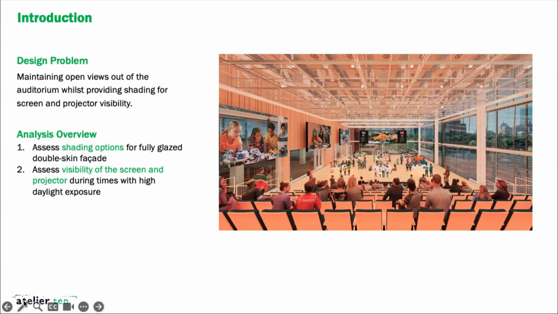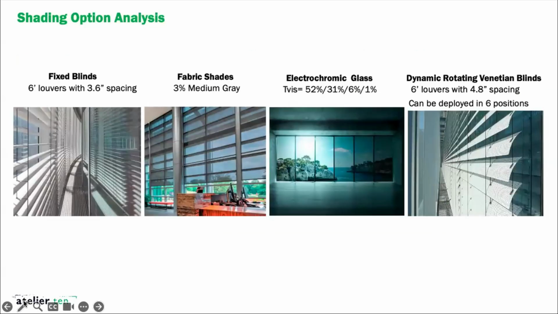And the architect, before we were onboarded, was already on board with having a double skin facade. And so we wanted to test different shading options as a part of this double skin facade to understand the most effective way of maintaining daylight while maintaining visibility. So we ultimately decided to test 4 different shading options.